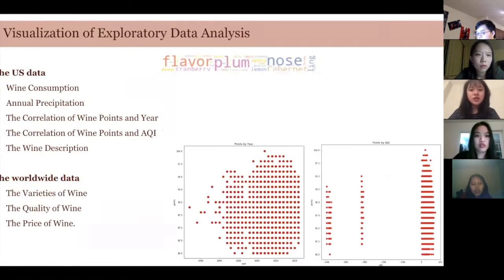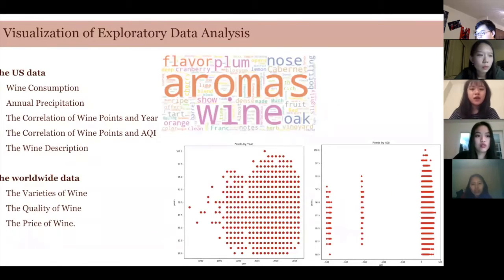Thanks, Yunxi. This is Jiahui. Now I will introduce something about the visualization. We made some visualizations for exploratory data analysis. The visualizations are divided into two parts: the visualization of the United States data and of the worldwide data. Each part focuses on different variables.